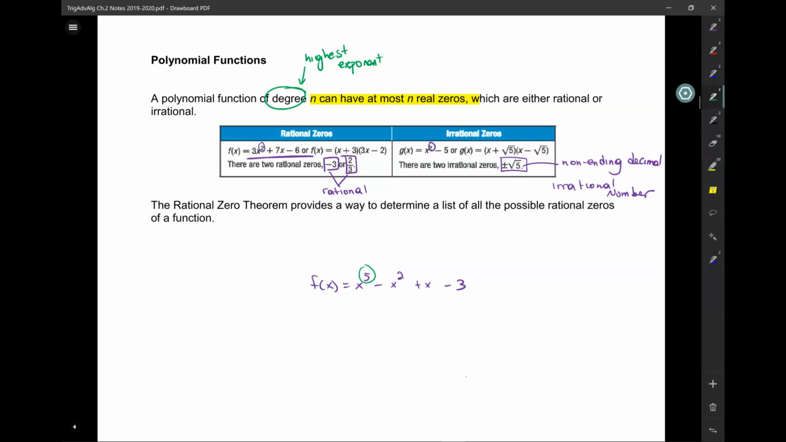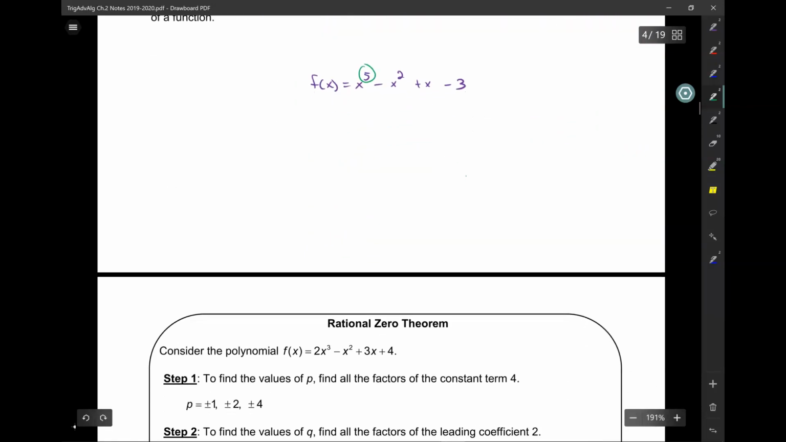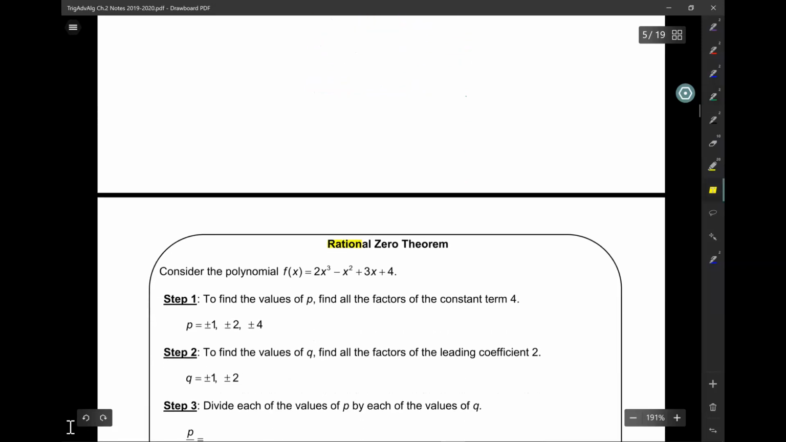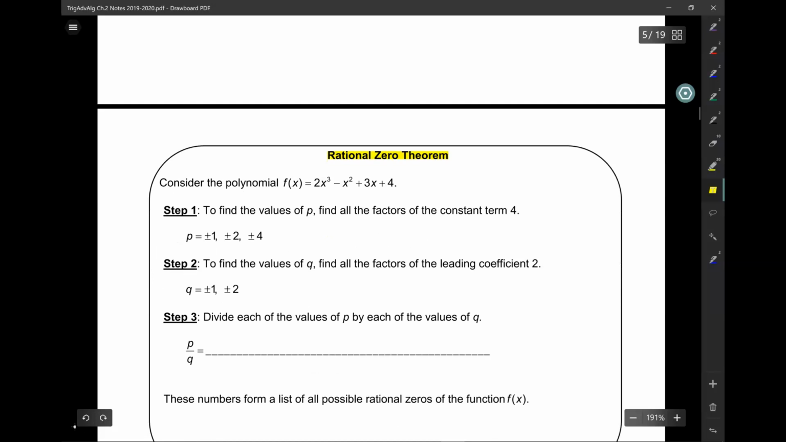So the last thing we're going to do today is just come up with that list for a polynomial, okay? And then we're going to investigate more next time. So here's the rational zero theorem. Don't let the fact that it's a full page scare you. It's really not that scary.